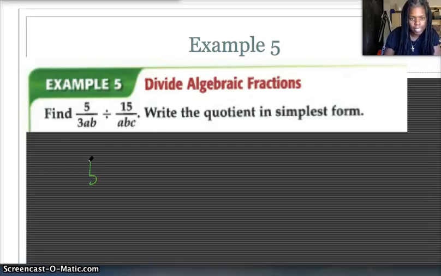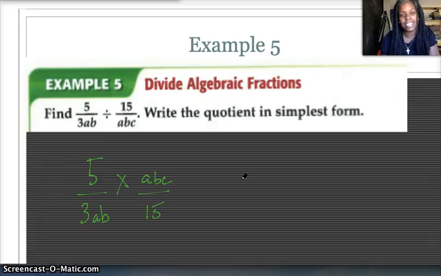So we're going to process like we usually do, 5 over 3ab times the reciprocal. We take the reciprocal of the number right after the division sign. I've said that enough today, right? All right, just want you to remember it. Okay, as I look at this, it looks like cross-canceling is definitely a possibility here. 5 goes into itself 1 time, 5 goes into 15 3 times.